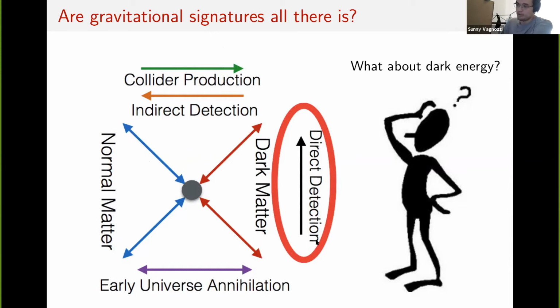For this talk, I'm going to focus on this direct detection approach. But of course, one can also think about these other detection channels for dark energy. So the question is, does it even make sense to think about this diagram for dark energy instead? Are there non-gravitational signatures we can go after? And that's something I've been thinking about, on and off for the past 2 years.